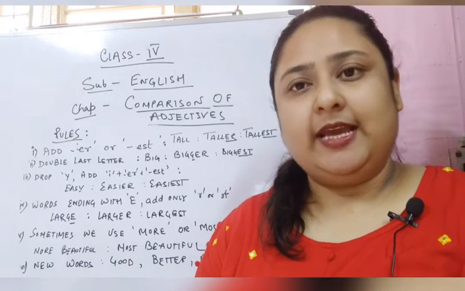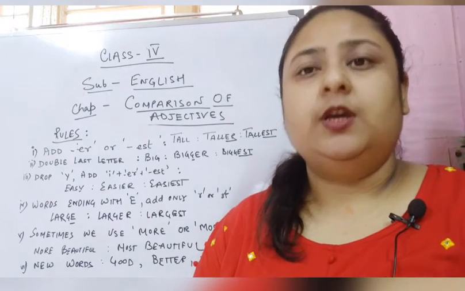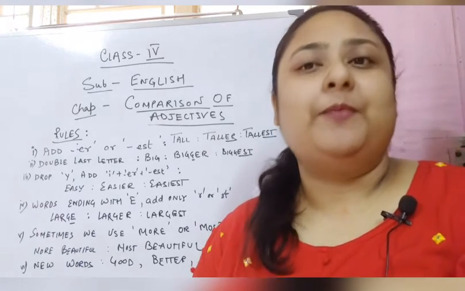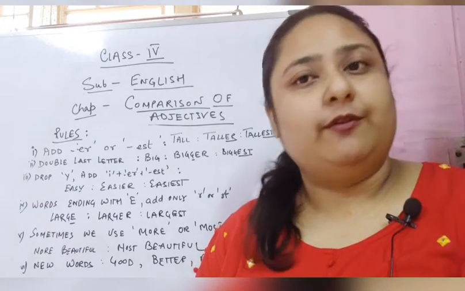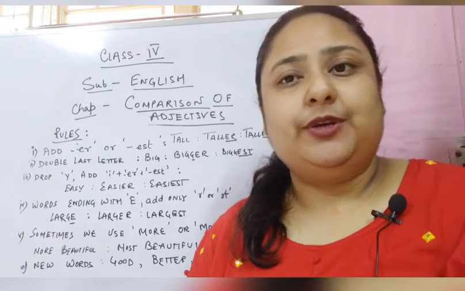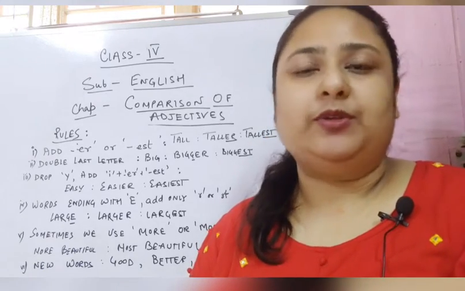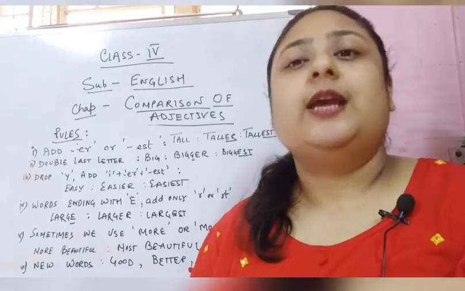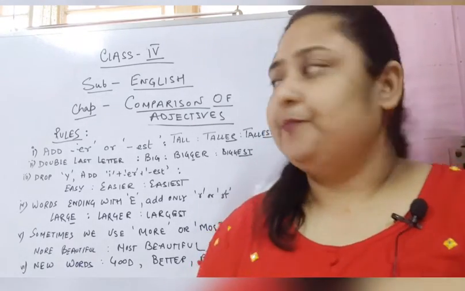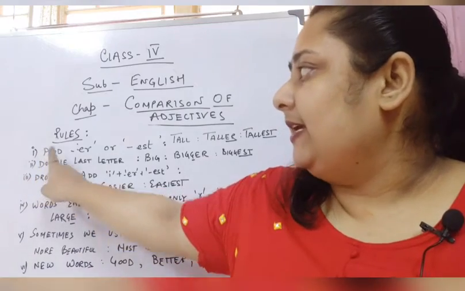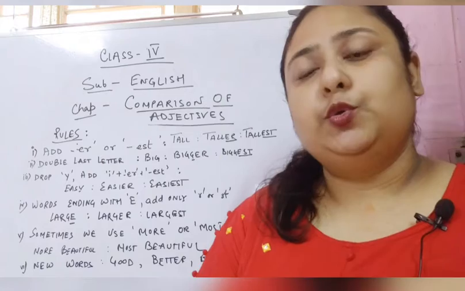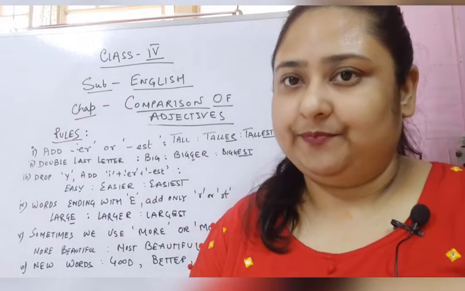Children, there are certain rules to convert the positive degree into comparative and superlative degree respectively. Children, let's start learning about these rules. There are mainly 6 rules. Let's go through the first rule, that is adding er or est to the positive degree.